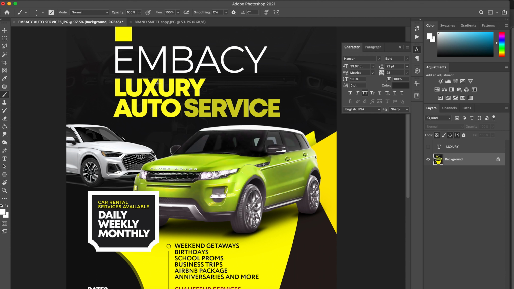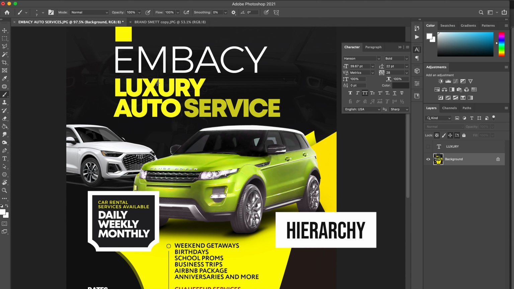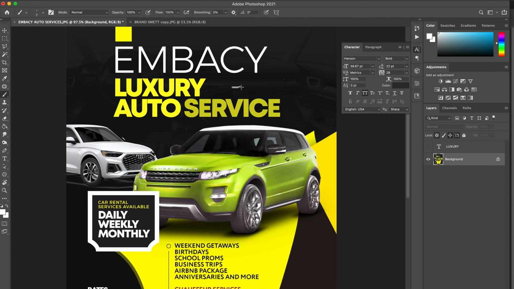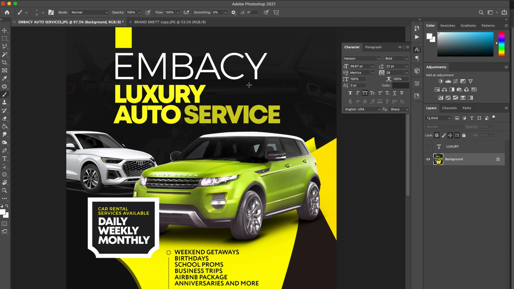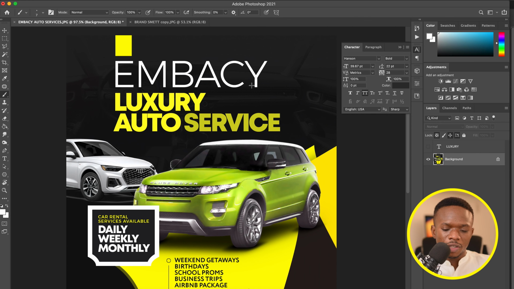I'm in Photoshop now, and I'll be making use of this flyer. My first point is hierarchy in designs. For me, it's really important for you to make use of hierarchy in your design because that's the only way you can direct your audience's eyes and make them see the most important thing on the design first. If you don't make use of hierarchy, you might end up having a design that is all over the place and doesn't really direct your audience's eyes to what is important on your flyer.